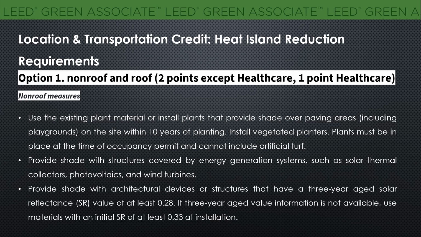Provide shade with structures covered by energy generation systems such as wind turbines, solar thermal collectors, photovoltaic cells, etc. Provide shade with architectural devices or structures that have a 3-year aged solar reflectance value of at least 0.28. If 3-year aged value information is not available, use material with an initial SR of at least 0.33 at installation.